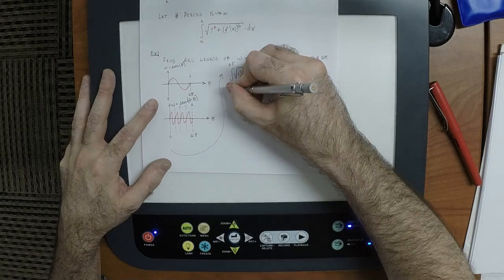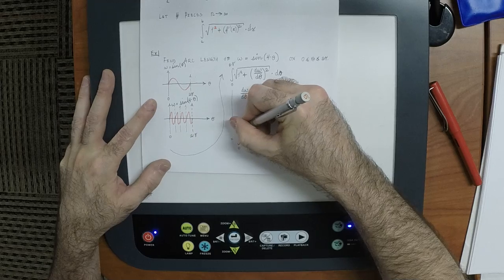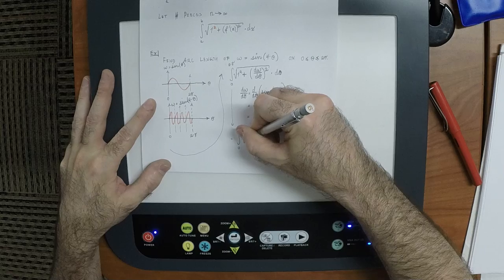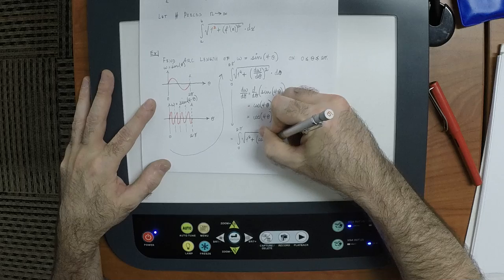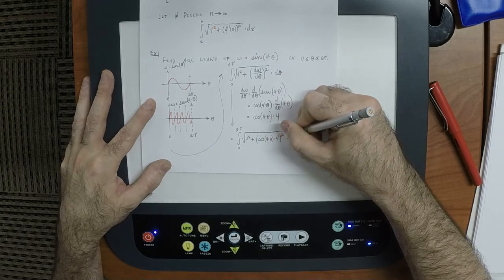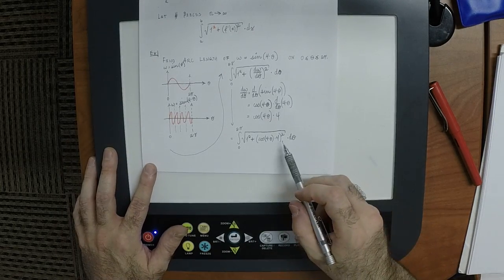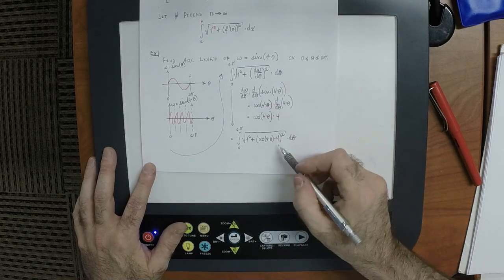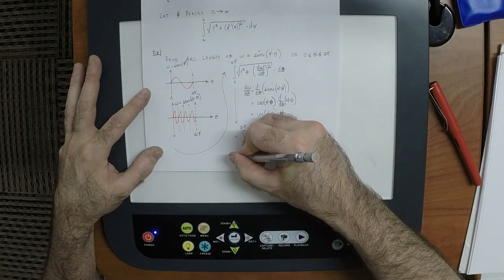Okay, so plugging this stuff in, now we have the integral from 0 to 2 pi, square root of 1 squared plus cosine 4 theta times 4, all that squared, d theta. All right, so now you can see that I'll distribute the square across the product so that we have 4 squared times cosine squared, like this.